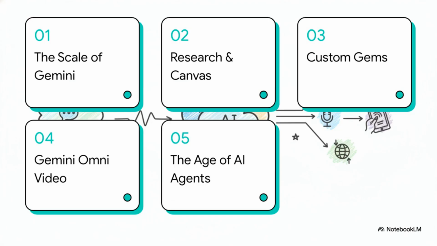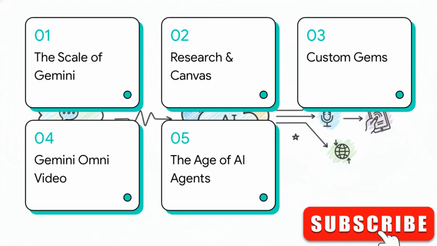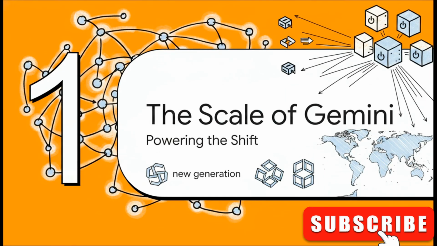We're going to cover the scale of Gemini, then move into deep research in Canvas, how to build custom workflows with gems, the mind-bending Gemini Omni video, and finally, the age of AI agents. All right, Section 1, the scale of Gemini and how it's powering this shift.